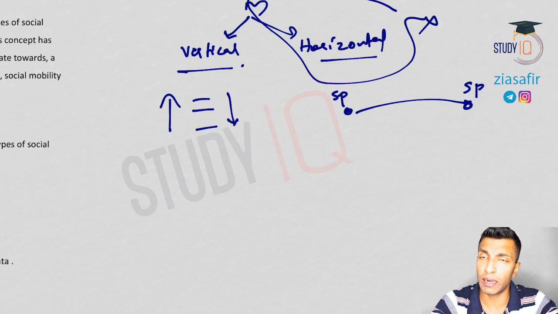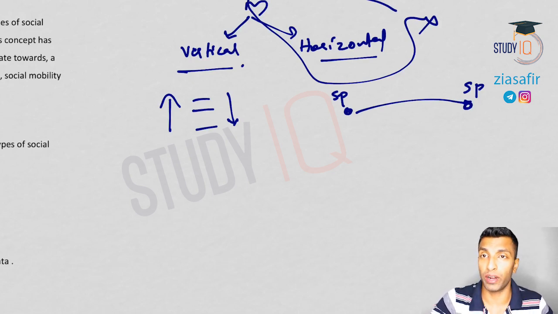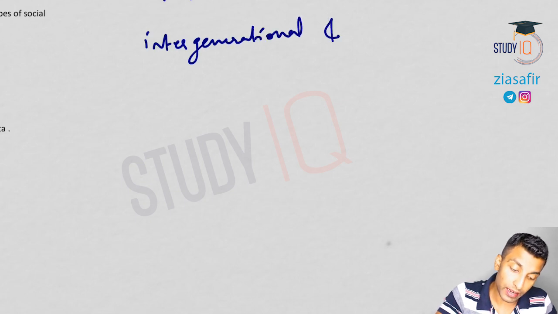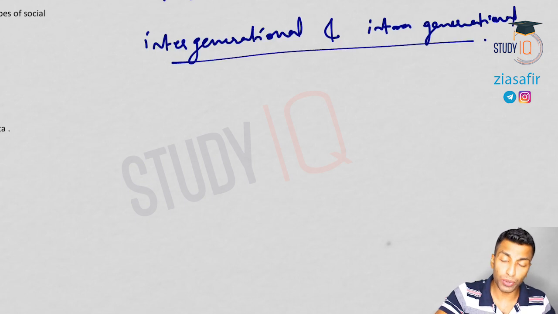So when we talk about vertical mobility, it could be upward, it could be downward. Now further, if you see within vertical mobility, there are different types of mobility. For example, intergenerational and intragenerational. What is the difference between these two?